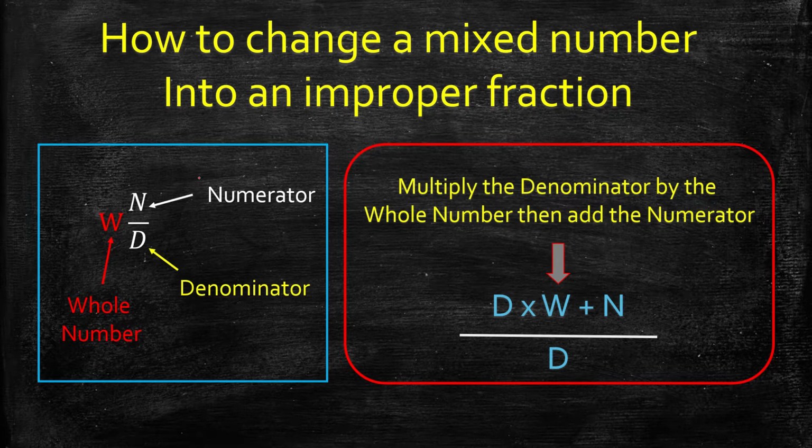So to change it from a mixed number into an improper fraction, you have D times W plus N. Don't let the letters confuse you. Those will represent numbers shortly. Remember, the D is the denominator. You multiply that by the whole number, and then you add the numerator. Now, a lot of times people get confused about the denominator staying on the bottom. Make sure you leave the denominator where it's at. You just change the numerator by doing those steps right there.